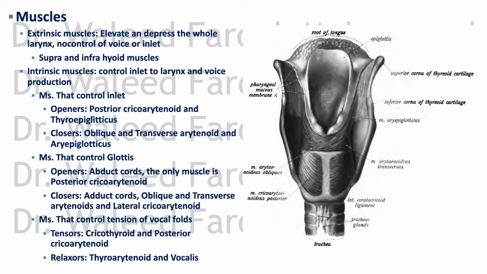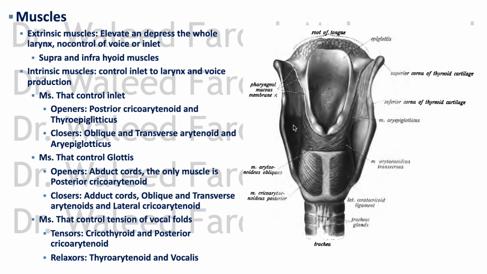Now, the intrinsic muscles means that they control phonation, control the inlet of the larynx and voice production. These are the intrinsic muscles. It doesn't mean that they lie within the larynx, because we have the cricothyroid muscle that's located outside the larynx, but it acts on the vocal cords. So it is an intrinsic muscle. The term intrinsic is not related to their position. It's related to their action. What do they do? Okay, muscles that control the inlet means that they either close the inlet or open the inlet.